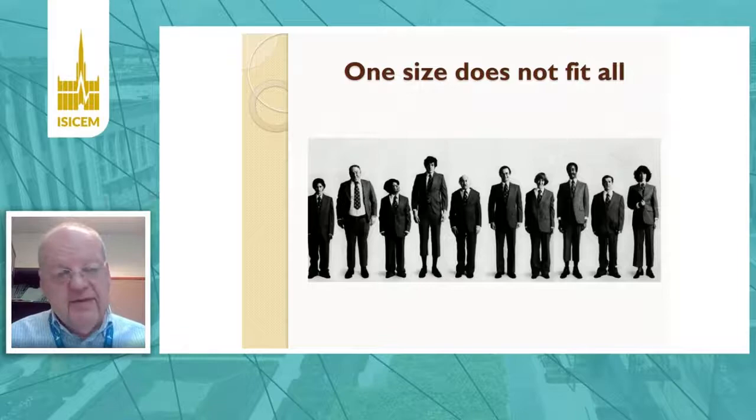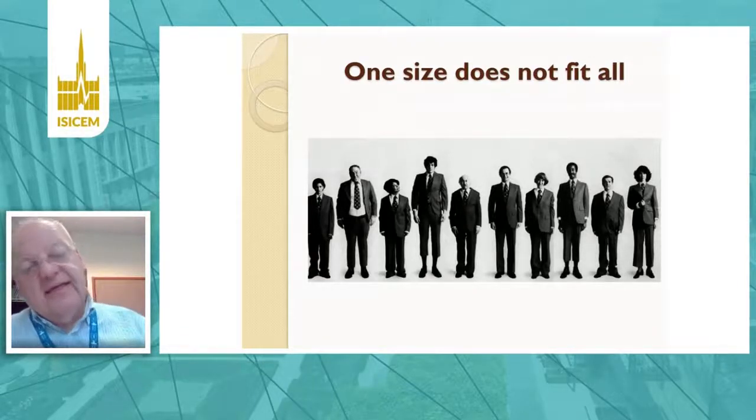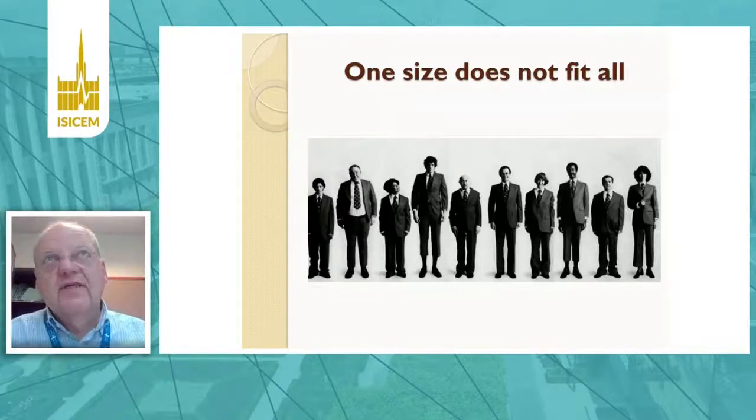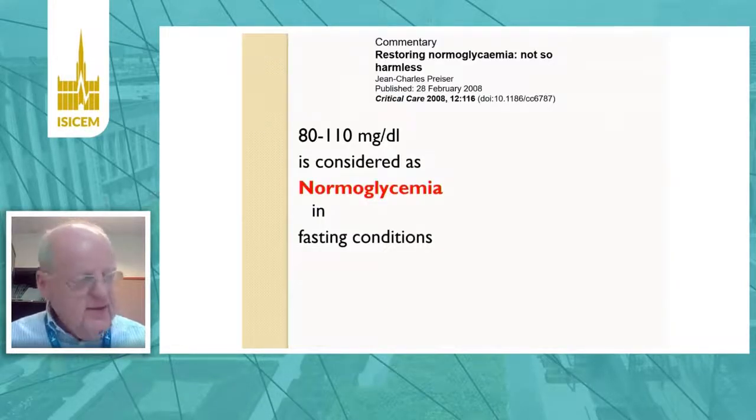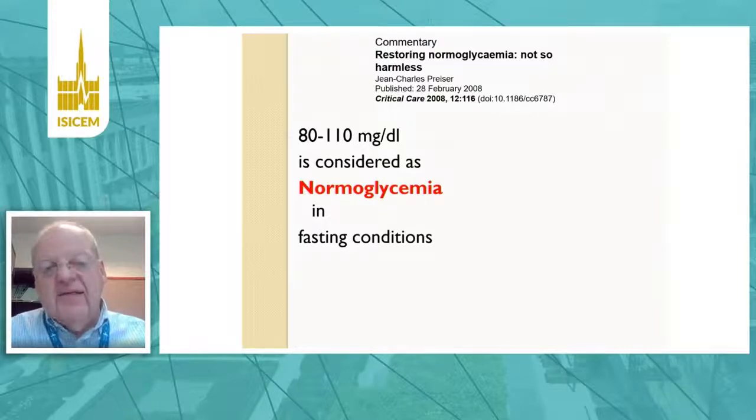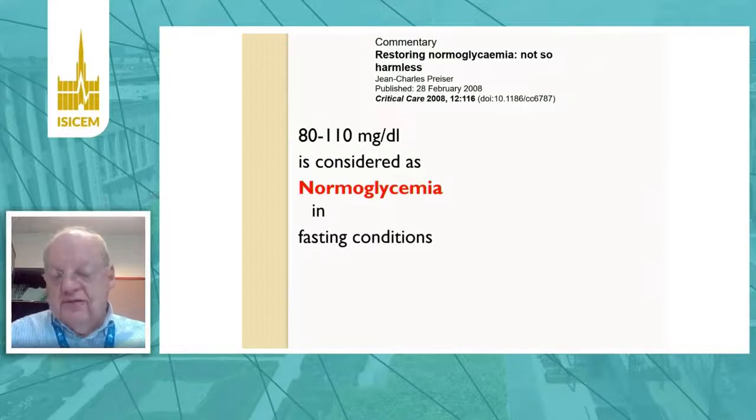Personalized medicine, and especially personalized glycemic control, is a reflection of the common sense belief that one size does not fit all. In terms of glycemia, what can we define as normal glycemia or euglycemia? In the field of diabetology, 80 to 110 milligram per deciliter is considered the normal value in fasting conditions.